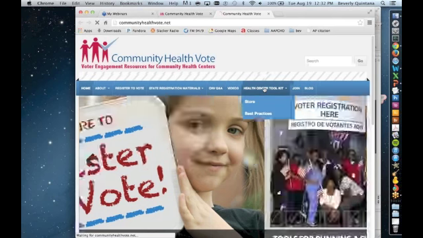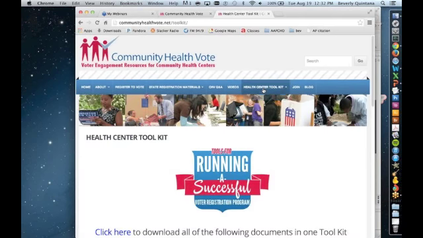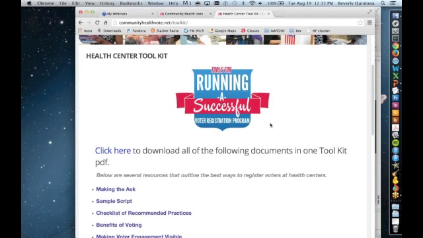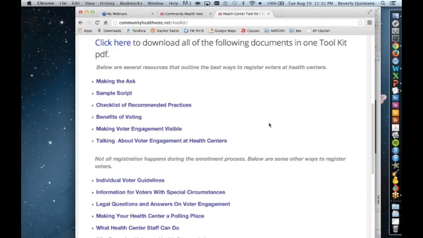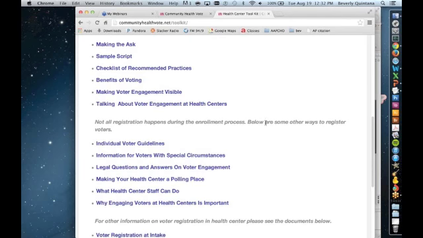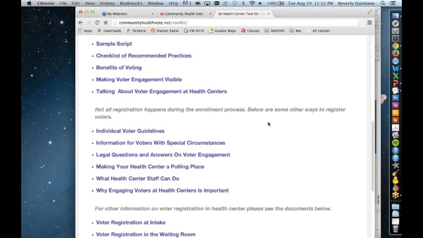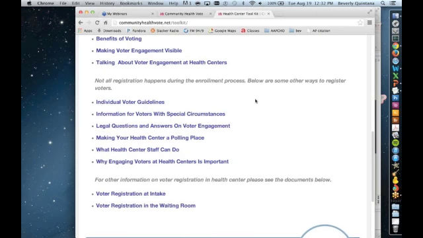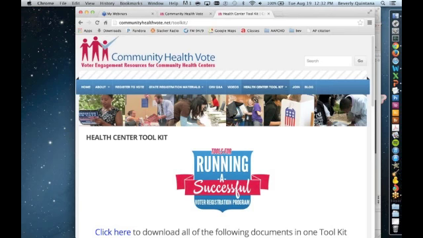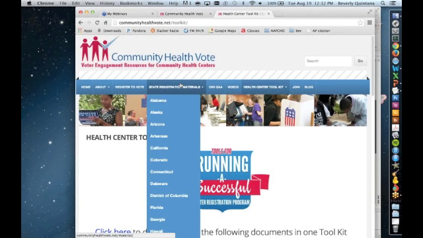If you click on the toolkit page there, Beverly, and then scroll down. It's got all these documents. You can download it as a single document or any one of these scripts for making the ask, the checklist of recommended practices that I'm going over, a whole bunch of information that you can use. And again, I think Jeff's right, you should download this. It's got legal questions and answers, so you understand the legal parameters for doing this at your health center, and a bunch of other stuff. So that's all on that page. And then go back up to the top. Click on register to vote.